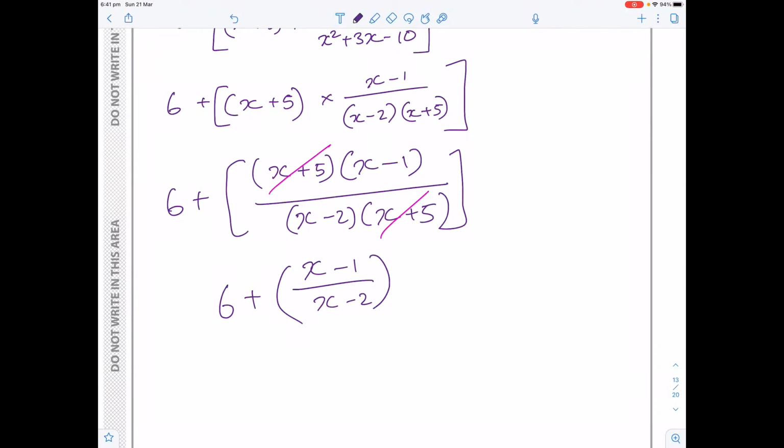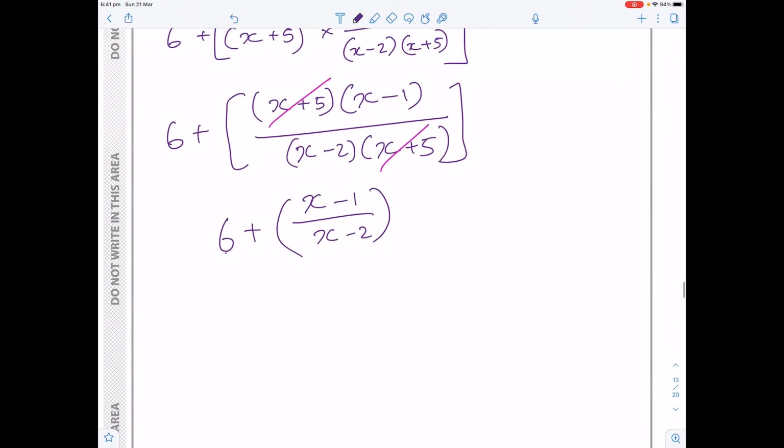Well, you see, we have to find a way of introducing the 6 with this. Now we have 6 plus this fraction. So what we need to do is make 6 into a fraction. And you can do that easily by doing 6 over 1. So you can have 6 over 1 plus (x minus 1) over (x minus 2).